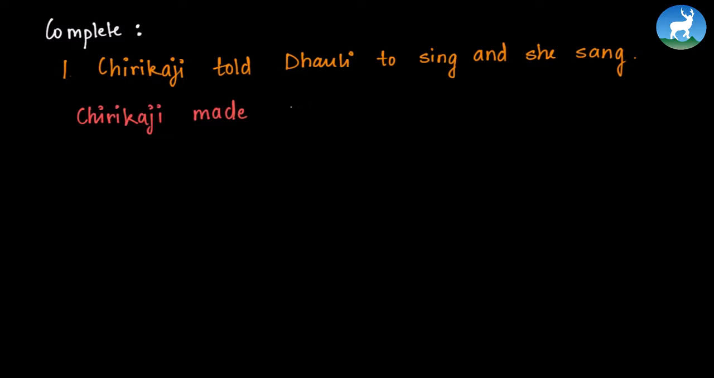So we can begin our answer by writing Chirikaji made Dhauli sing and she sang. So did you notice that Dhauli had no choice left? So she had to sing because Chirikaji made her sing. And then because with make we use the base verb, here we are writing Chirikaji made Dhauli sing and she sang. Let's move towards the second sentence.